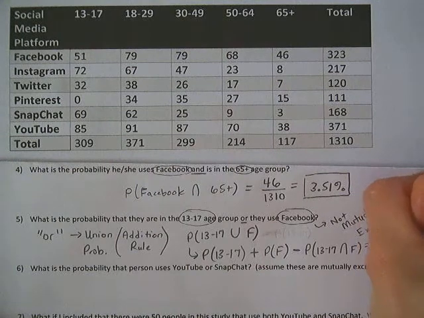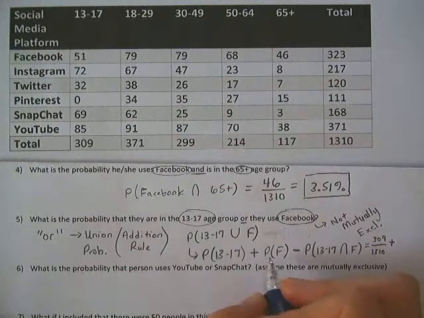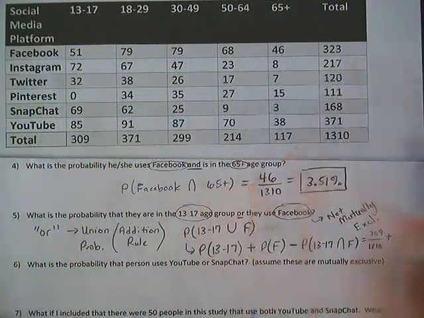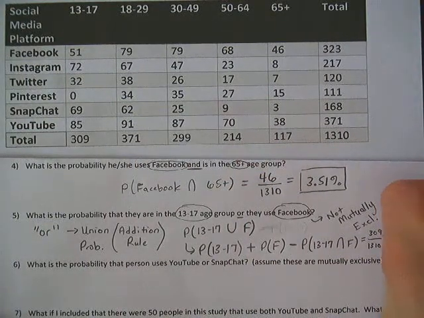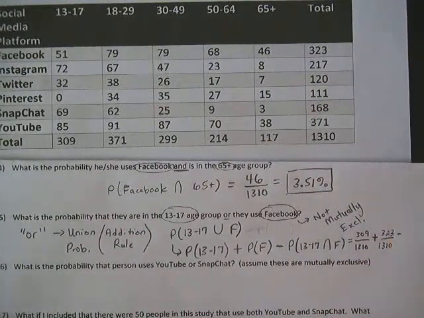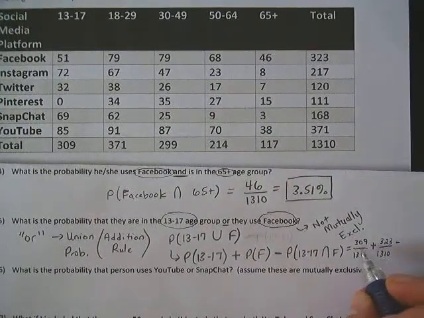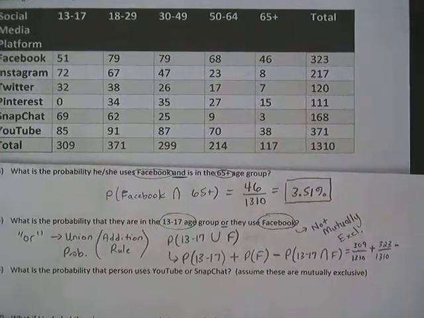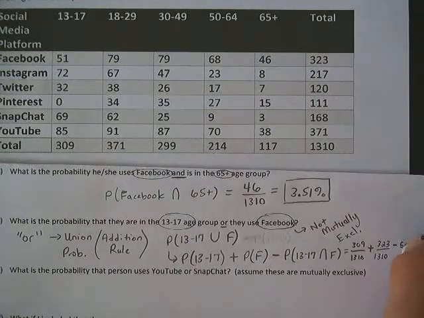So 309 over 1310 plus the probability that they use Facebook. So we're looking at the Facebook people. There's 323 people in all out of the 1310 that use Facebook. And then we have to subtract those that are in both, because when we did these two, we've actually counted those that are in both categories twice. So if you remember, we have to subtract the overlapping part.